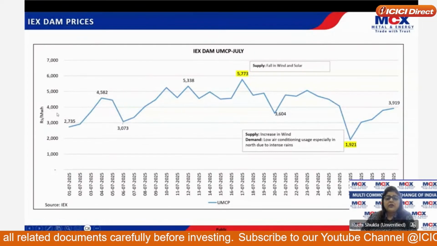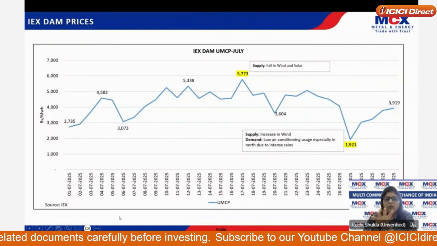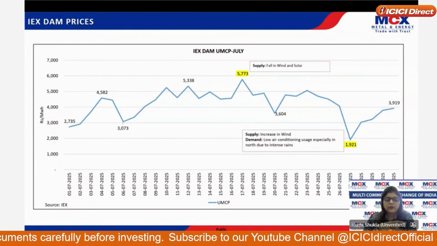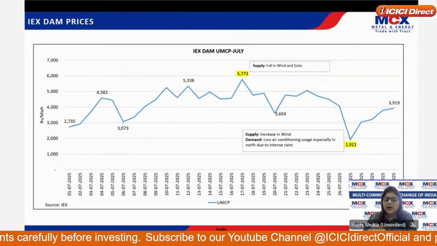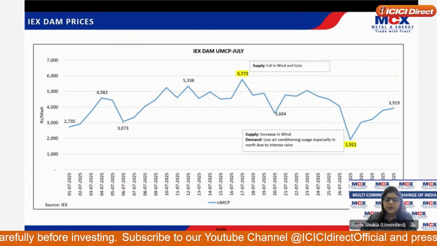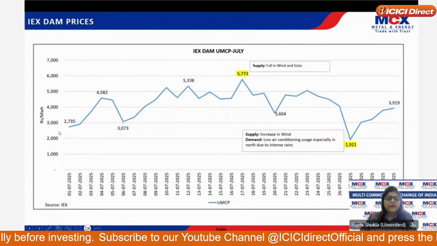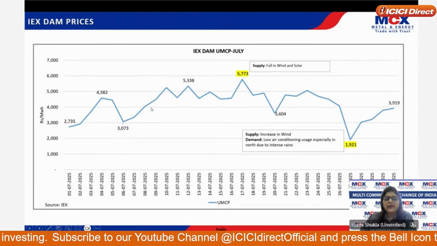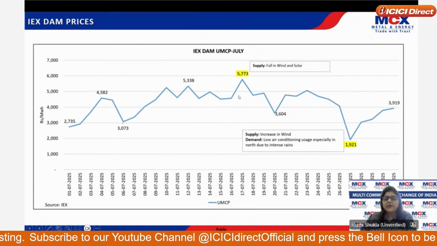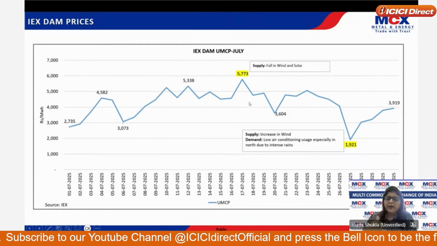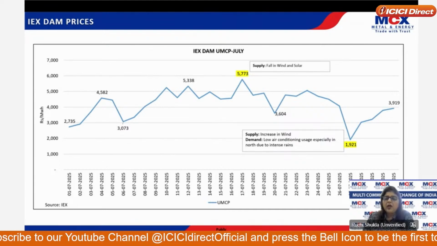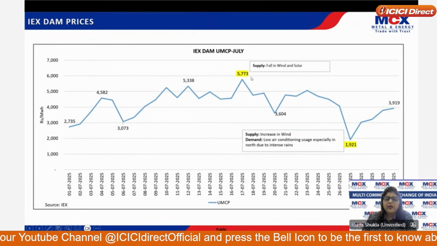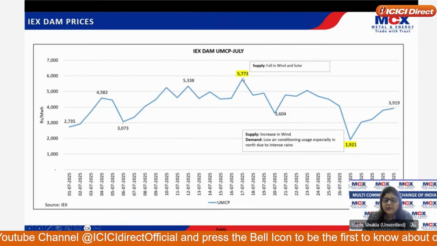Now, just going ahead, how the volatility or the impact is visible. We have tried to plot the July prices, the unconstrained market clearing price, UMCP, for IEX DAM. If we see the price movement, the volatility of the price is clearly visible. Now, there are multiple factors which we will run through. Some of them are visible here: the price reached a peak of around 5,773.